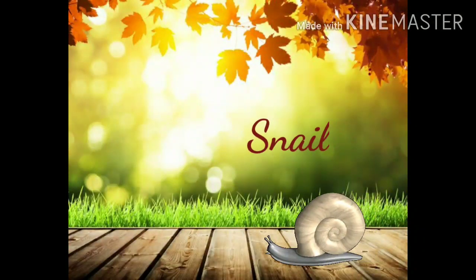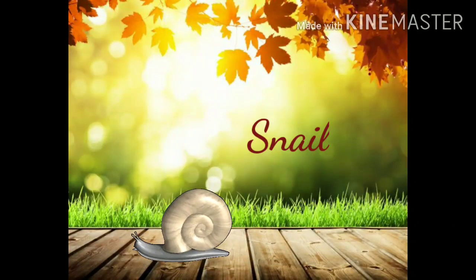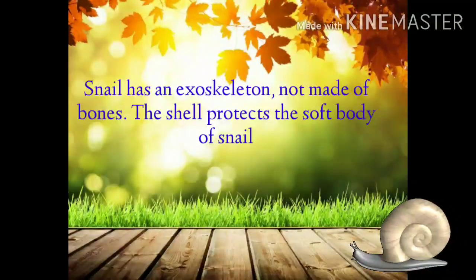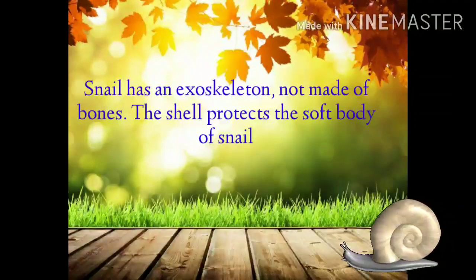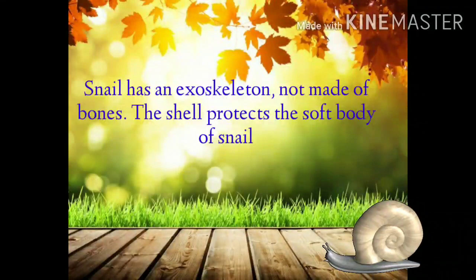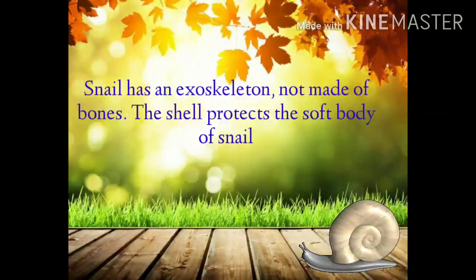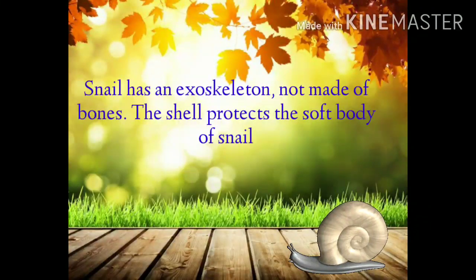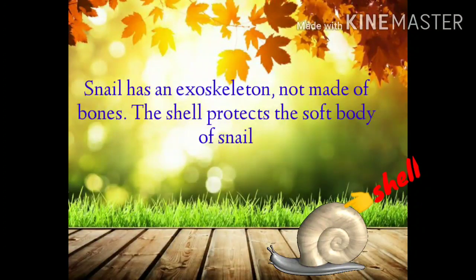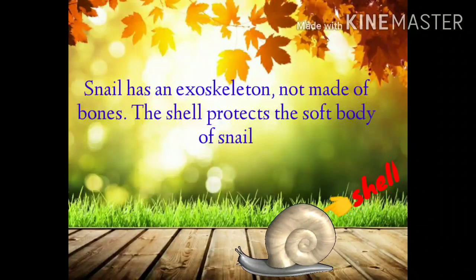Now lastly we will study the movement in a snail. A snail has an exoskeleton in the form of a hard shell. It is not made up of bones. The shell protects the snail's soft body, but it does not help in locomotion. When the snail senses some danger, it hides itself inside the shell. You can see the shell that is on the top of the snail's body.